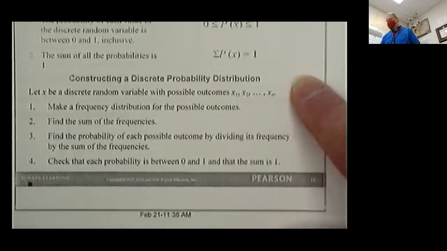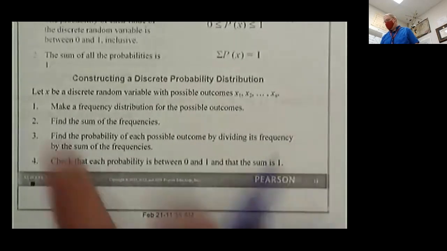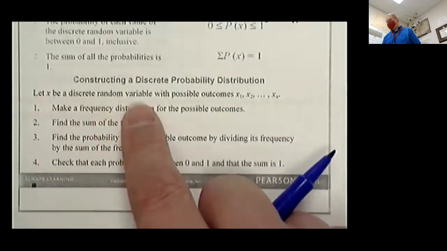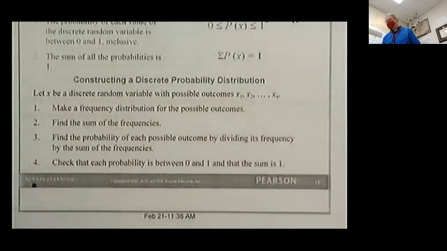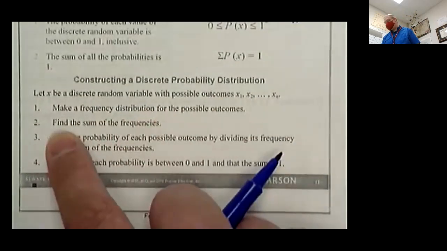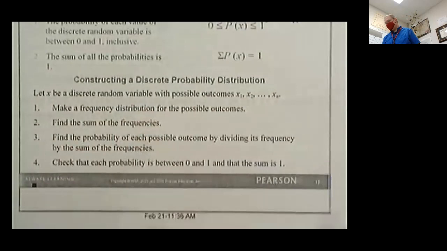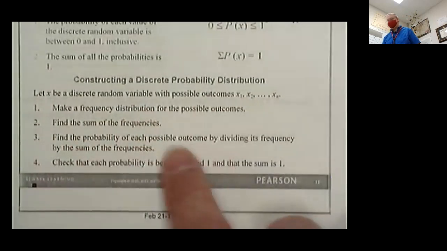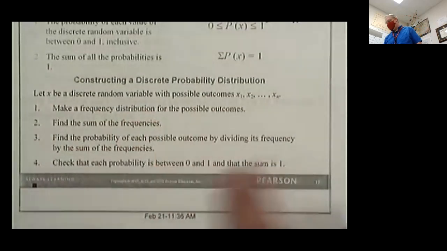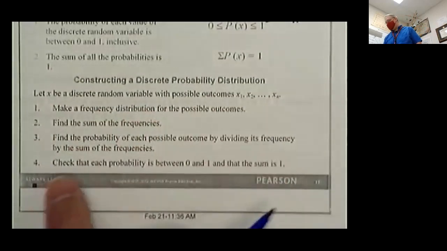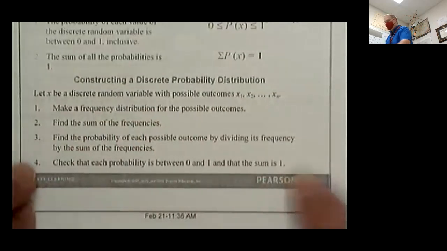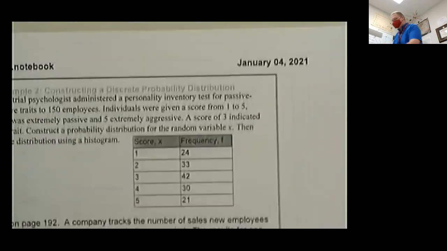So to construct a discrete probability distribution, we're going to let x be a discrete random variable, right? It has to be an integer, with positive outcomes, whatever they are. We're going to make a frequency distribution. We've already done that. Find the sum of the frequencies. We've already done that. Find the probability of each possible outcome. That's our relative frequencies. And then check that each probability is between 0 and 1, and the sum is 1. That's our check step. So let's see how that's going to work.